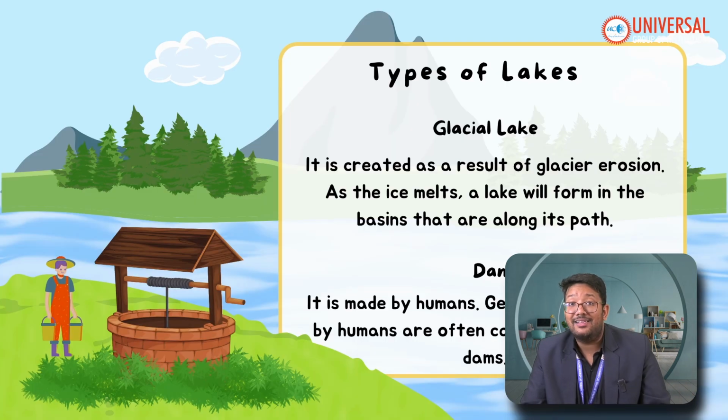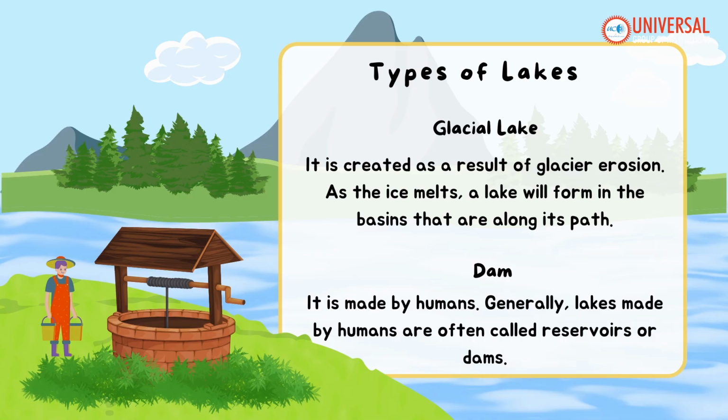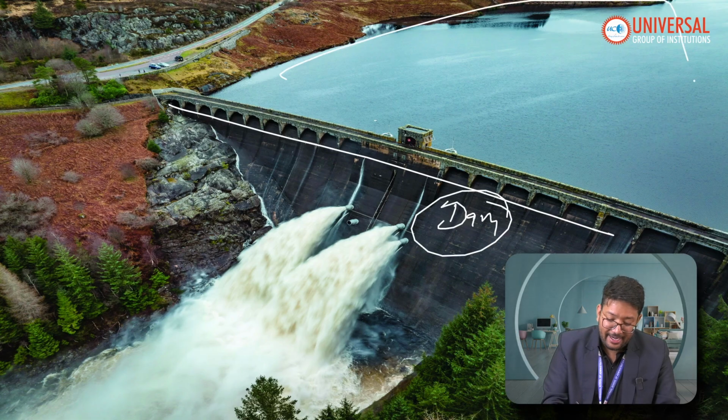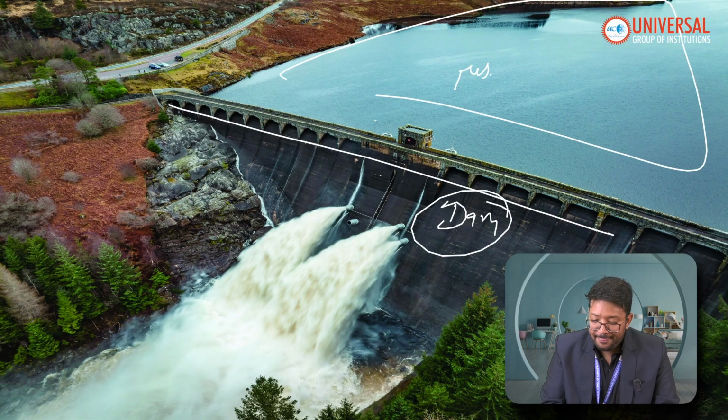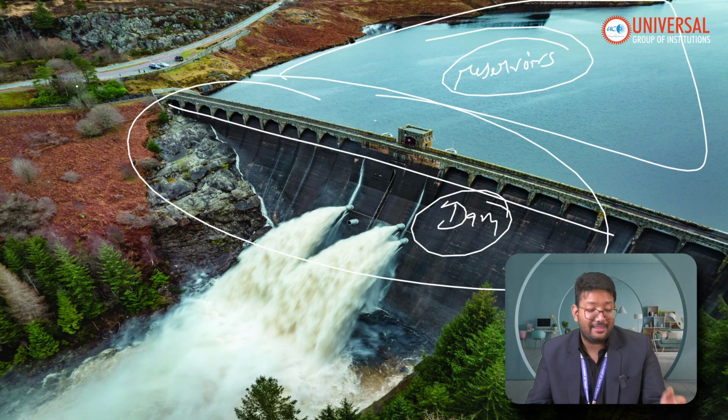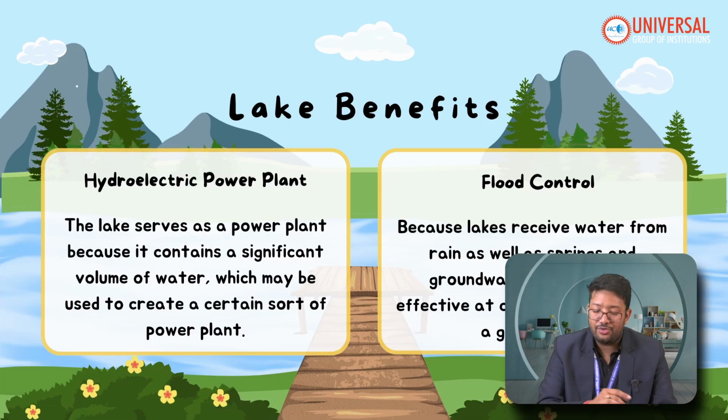Okay. Then comes dam. Obviously, dams are constructed by humans. Generally, lakes made by humans are often called reservoirs or dams. Okay, when we create a dam like this, can you see the dam here? This is the dam, and don't you think this is an artificial lake? So this will be called a reservoir. Okay, reservoir water, we can say like that. And these types of dams are also used for electricity, hydropower generation also. So these are the benefits of the lake.